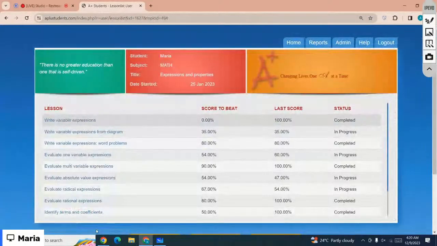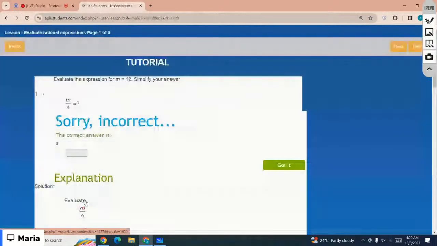Okay, the next one is evaluate rational expressions, right? So now we're going to evaluate the rational expressions. So what do you know about the rational expressions? Basically, we've learned the rational numbers, right? Rational numbers are the numbers that can be written in the form a by b, right? So rational expressions are the ones that involve the rational numbers, right?